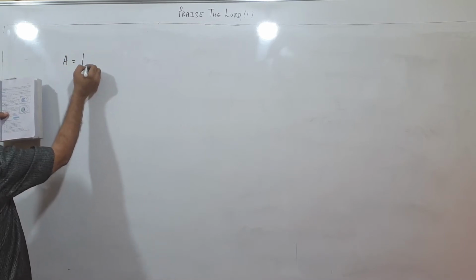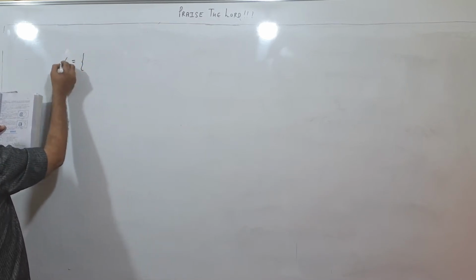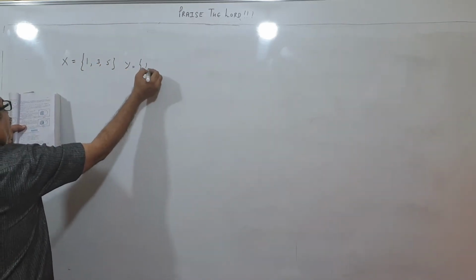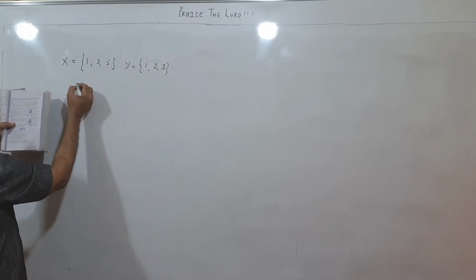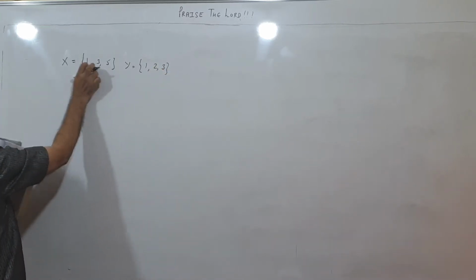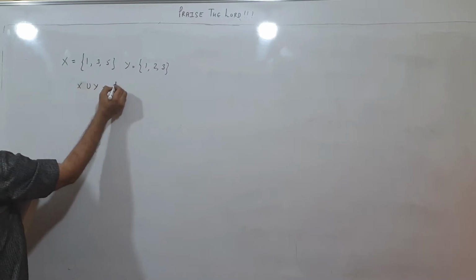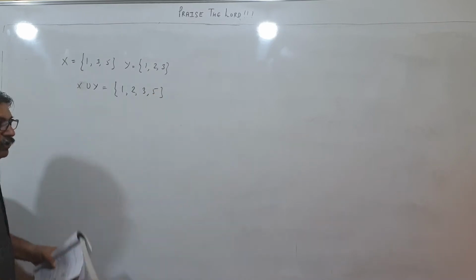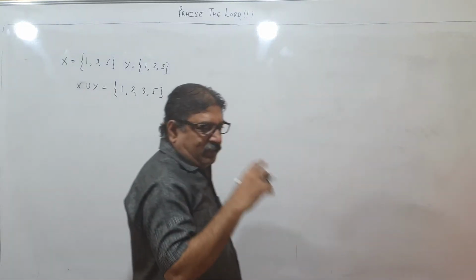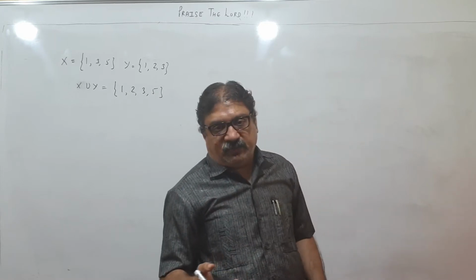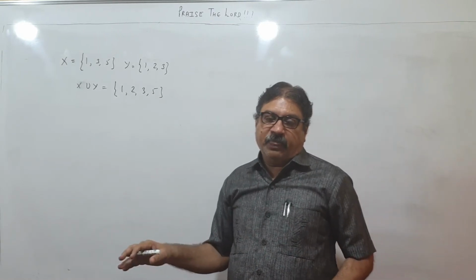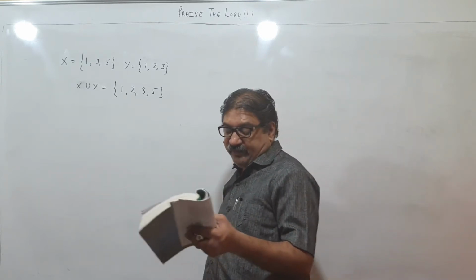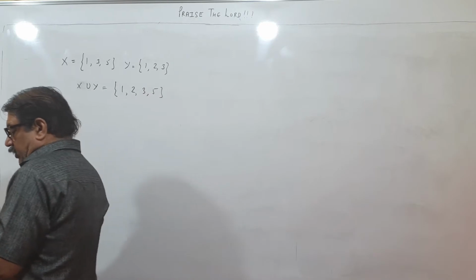X is given to me as 1, 3 and 5, and Y is given to me as 1, 2, 3. So if I want X union Y, very simple children, I will write all the elements: 1, 2, 3, 5. In the previous video we learned that in union we include all the elements of both sets. Even if an element is present in only one set, we will take it. That is the way we take union. So I think you can do this.